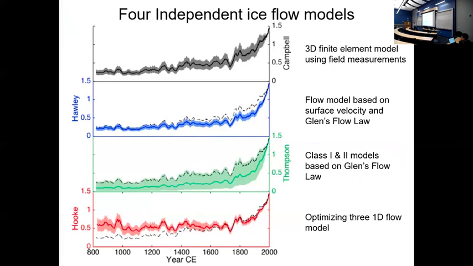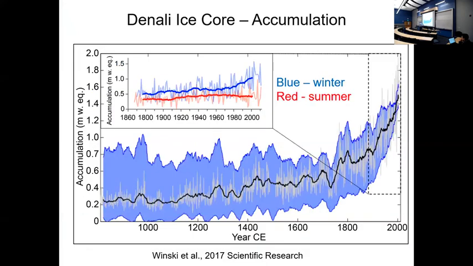So you can see that the flow model based on Glen's law sort of has lower snow accumulation rates, this one has higher, and this one has higher. But we used all of these to integrate it into our result.